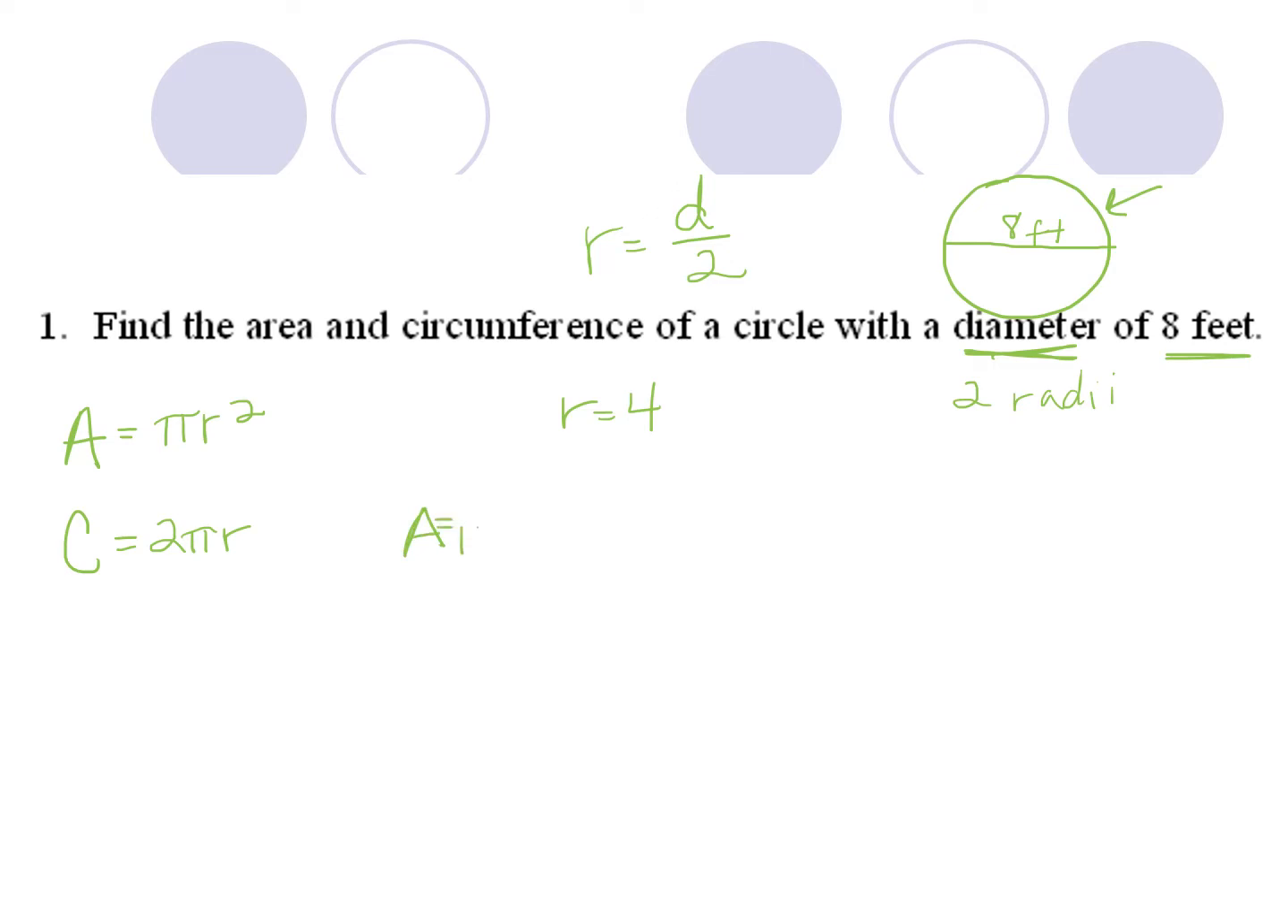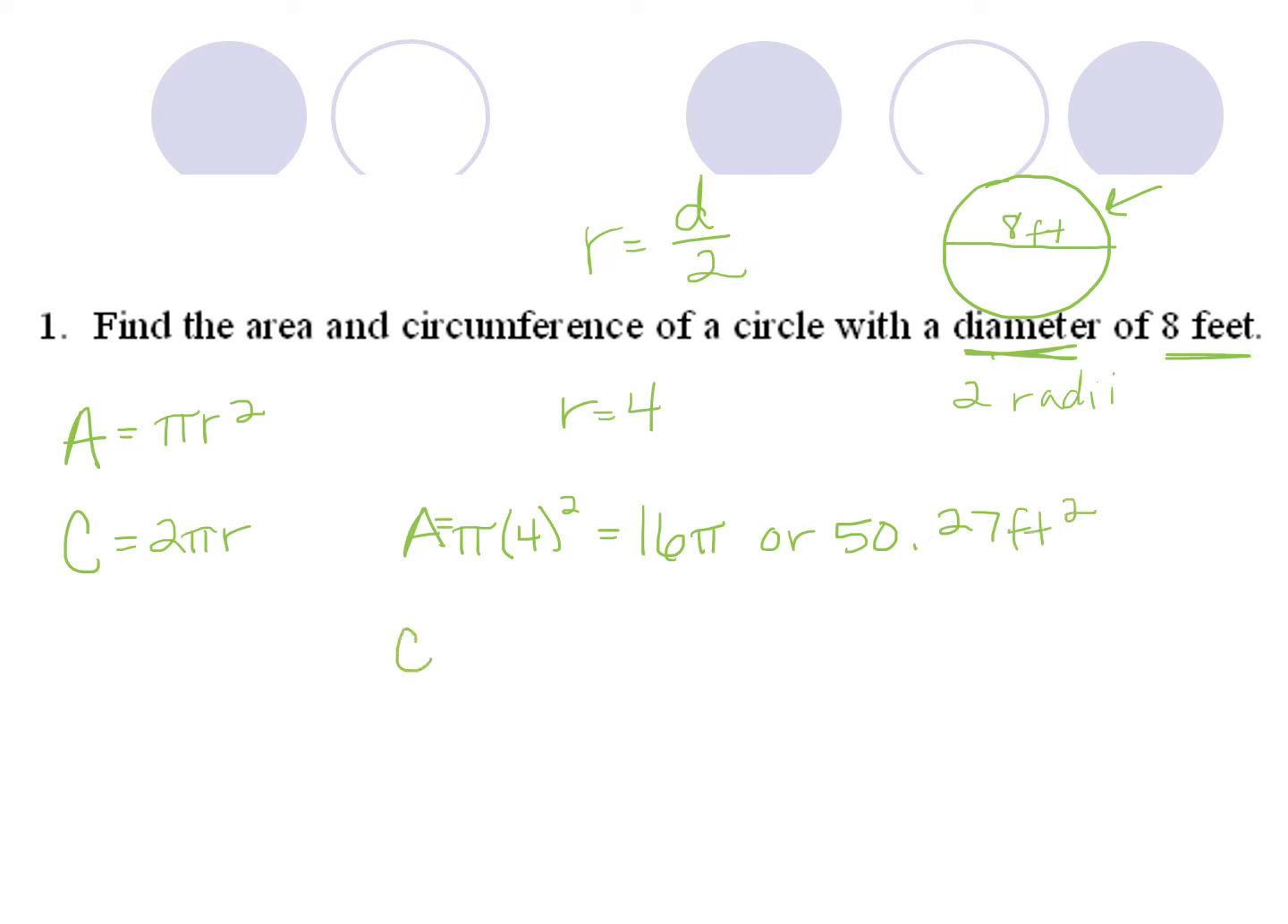Area equals pi 4 squared. When you square the 4, you get 16 pi. Now you can leave it as 16 pi, or if you wanted to type it into your calculator, you could using the pi button, and you should get back 50.27 feet squared because it is area.